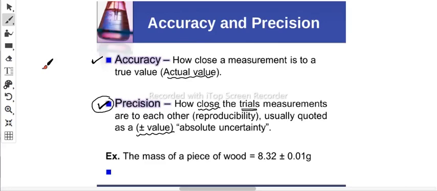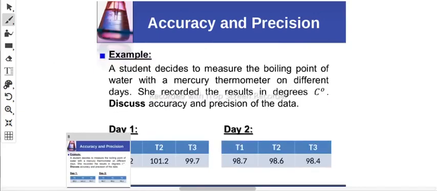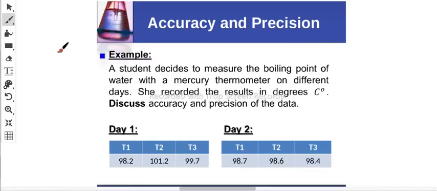Considering here the plus-minus uncertainty, which is given for a piece of wood measured using the balance, I will talk more about this plus-minus, which is the absolute uncertainty for different tools and equipment, later through our lesson. In order to understand more the difference between accuracy and precision, I have here a simple example.